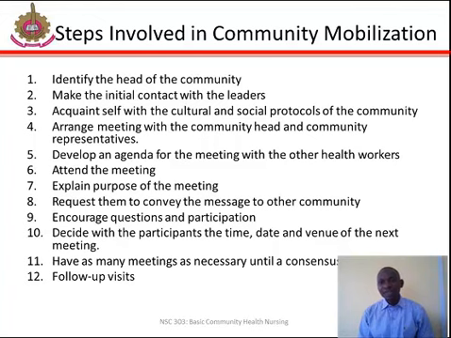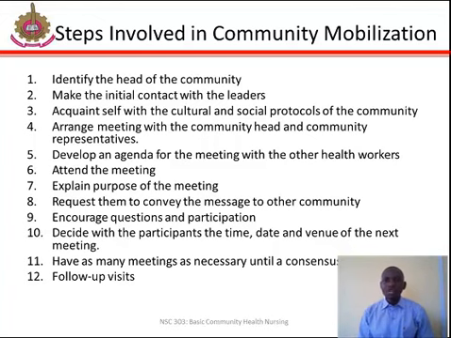After that, you develop an agenda for a meeting with other health workers. Then you make sure that you attend the meeting. Then you explain the purpose of the meeting in an acceptable language. The next step is to request them to convey the message to other community members and bring feedback during the subsequent meeting.